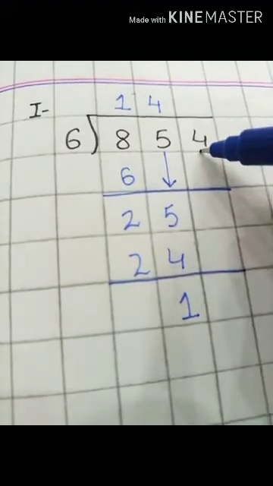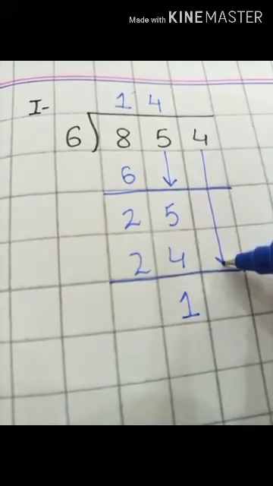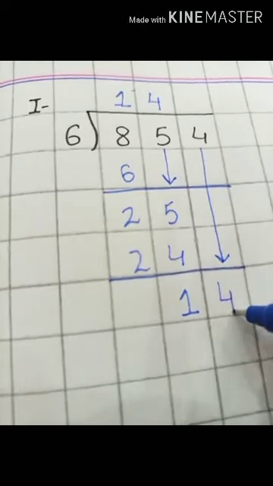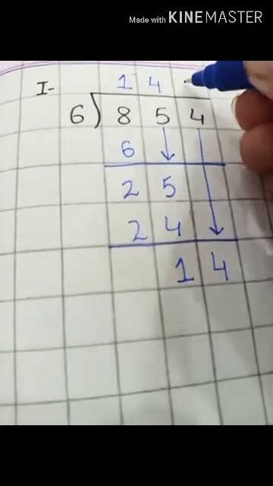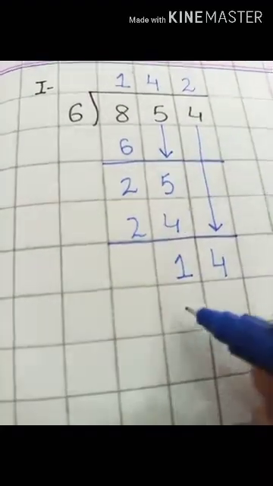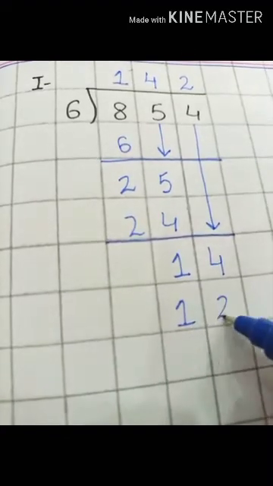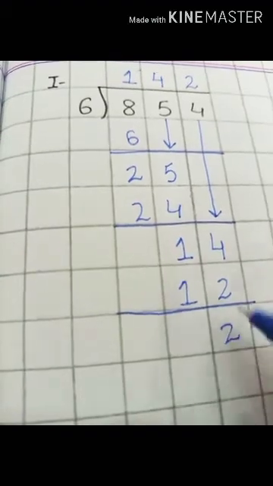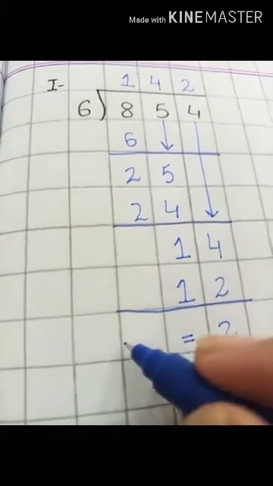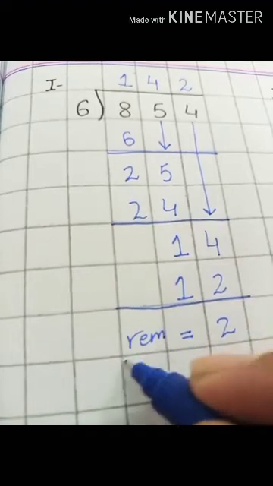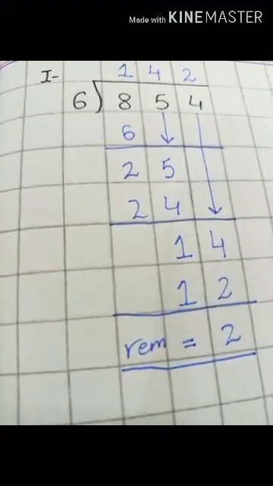Next, I have to bring this 4 down here, and this will become my number 14. So students, next is 6 1s are 6, 6 2s are 12, 6 3s are 18. I can't write the 18, I will have to write 6 2s are 12 down here. And the next step is the subtraction. 4 minus 2 is 2. 1 minus 1 is 0. Can't divide it further, so this will be my remainder, because this one is smaller than my divisor. Next step is part J.